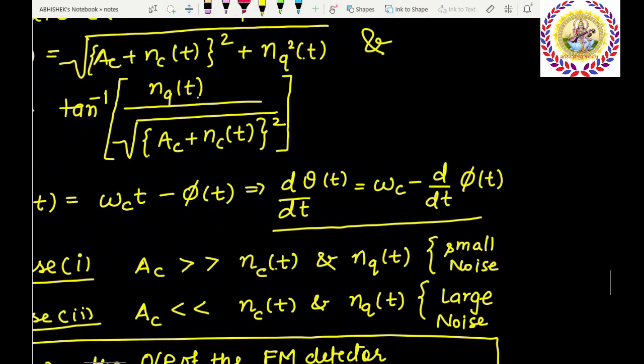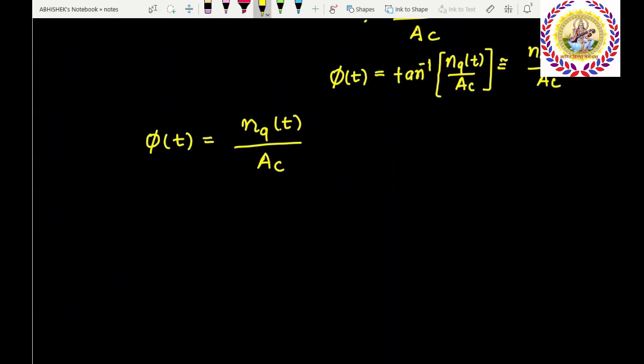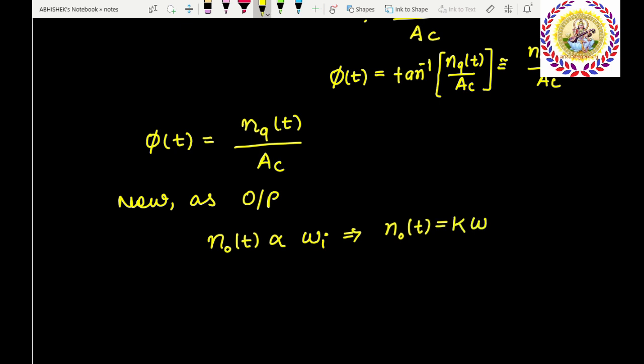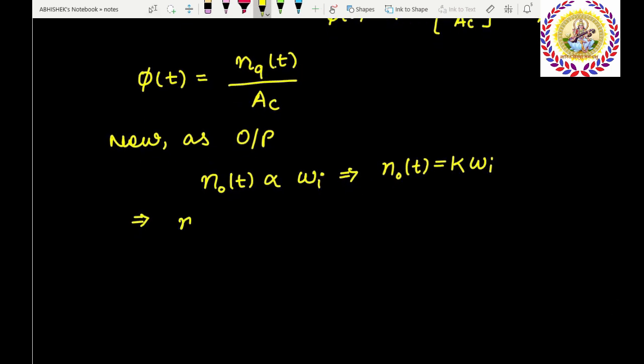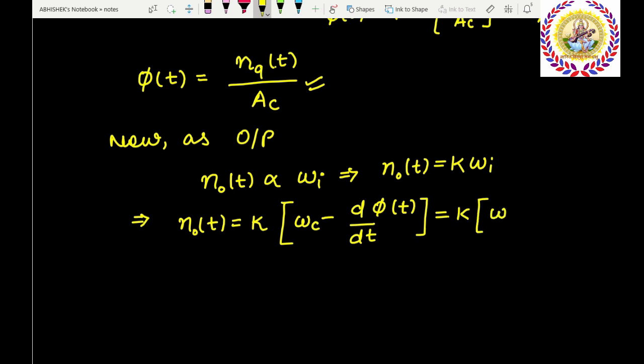Now, as the output is proportional to the instantaneous frequency, that means omega c minus d by dt phi t. So we can replace this value in the above expression, n naught t is proportional to omega I, which leads to n naught t is equal to k of omega I, where k is the proportionality constant. Now we can replace the value of omega I from the above expression, which is n naught t is equal to k of omega c minus d by dt of phi t. That will be again equated as k of omega c minus d by dt of nqt divided by AC.